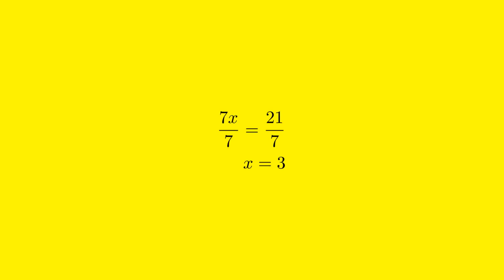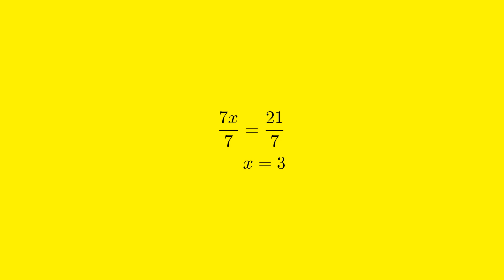Step 2. We now have the simplified equation 7x equals 21. Our goal is to isolate the variable x so that we can determine its value. In this step, we need to eliminate the coefficient of 7 that is currently multiplied by x. To do this, we will use the operation of division. When we divide both sides of an equation by the same non-zero number, we maintain the balance of the equation.